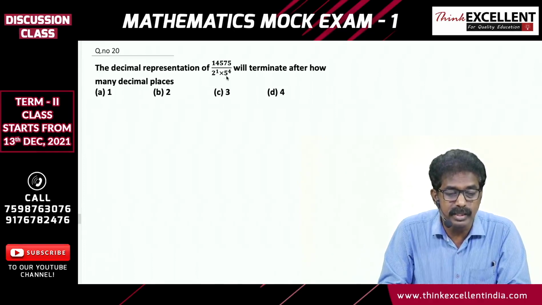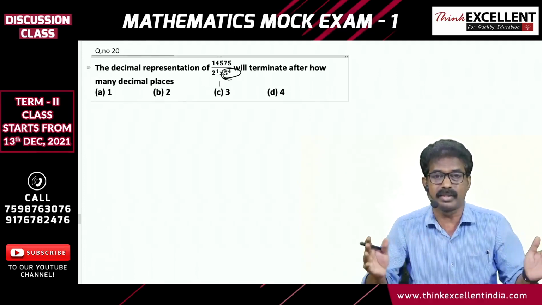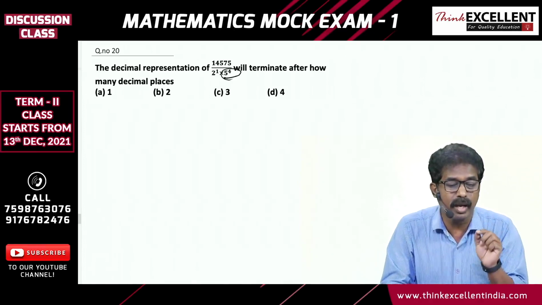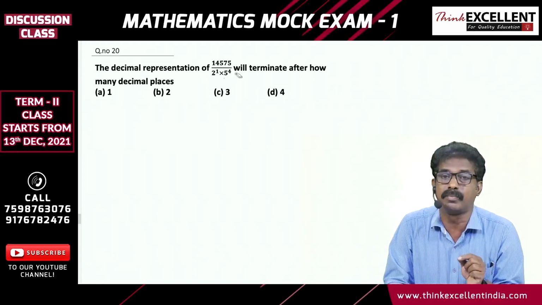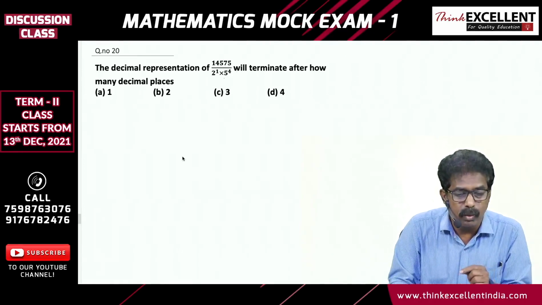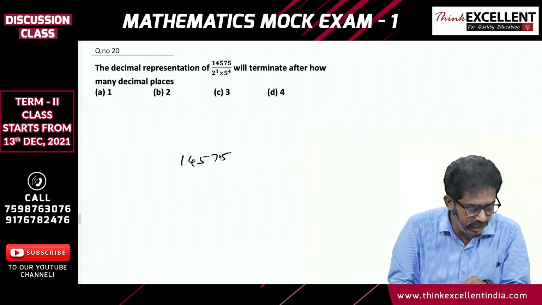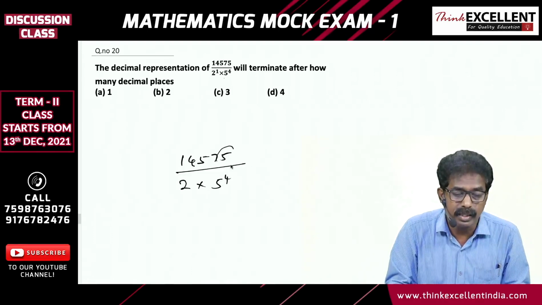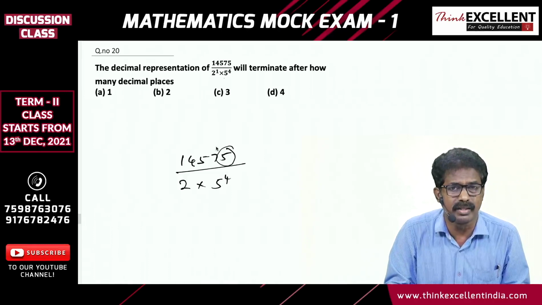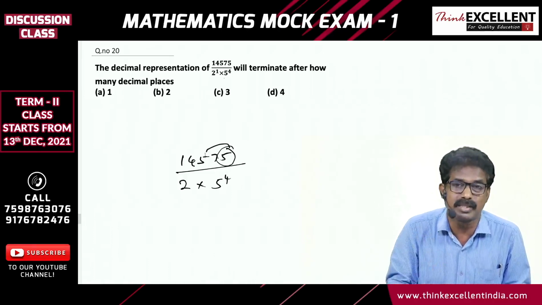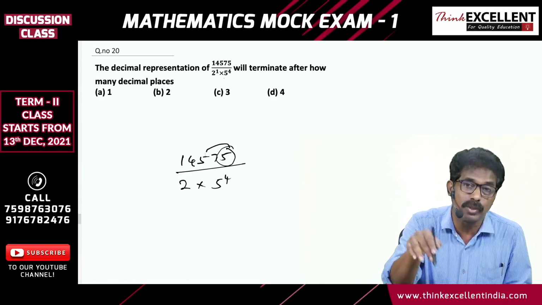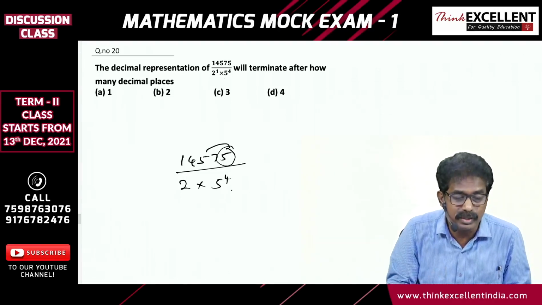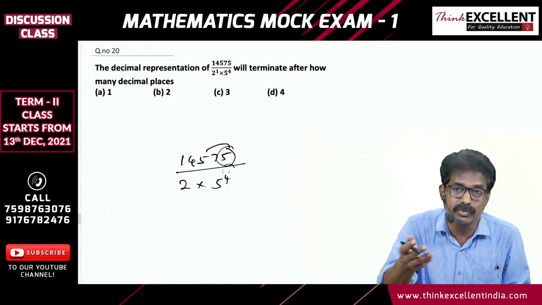Normally here by seeing this 5 raised to 4, we may think 5 digits, right? But before that, you have to look into whether it is in simplified form. Numerator, you see 14575 divided by 2 raised to 1, 5 raised to 4. But here, ending with 5, definitely it is divisible by 5. Not only 5, 5 into 5 because of 75. So by 25 it is divisible, you have to check whether it is divisible by 125 also. Sometimes it may be exactly some multiple of 5 raised to 4 itself.